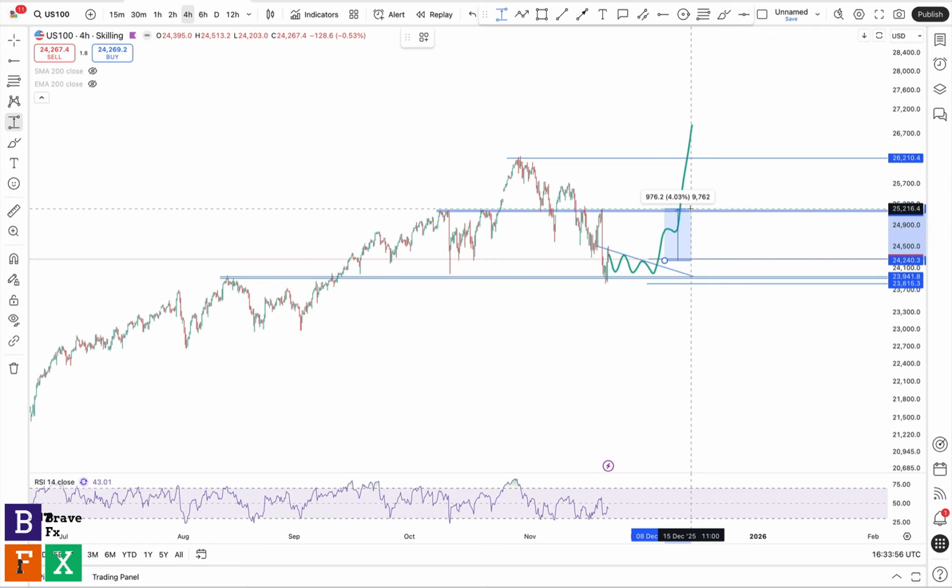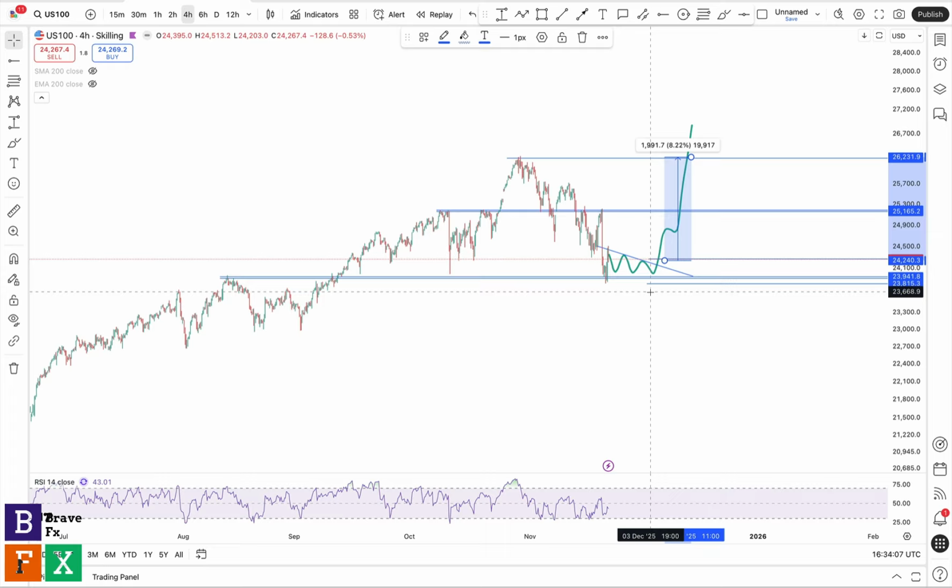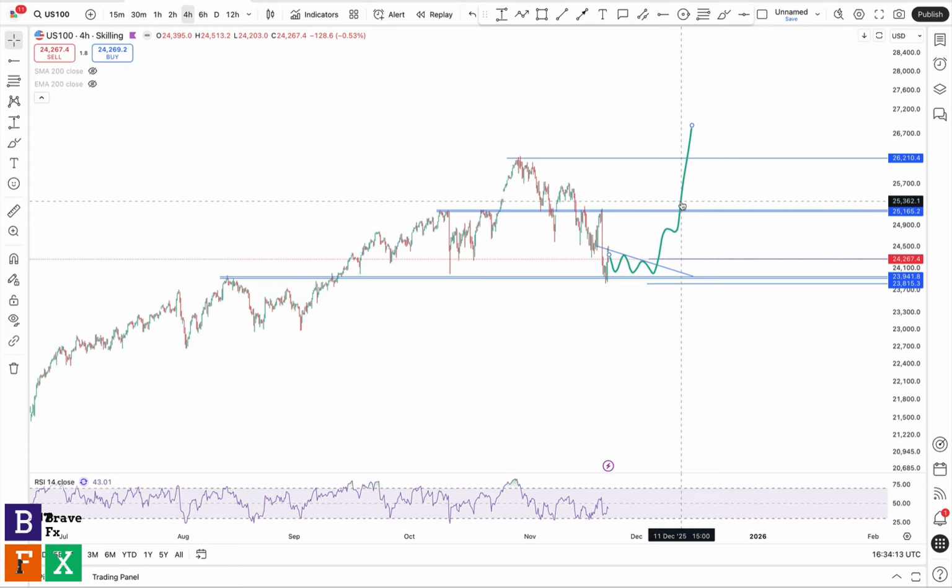Take profit target, first one approximately 1000 pips, second one approximately 2000 pips. For me, it's a decent opportunity and it makes total sense, right? So a risk ratio of 1 to 3, 1 to 5 is decent for me. So that's it briefly for Nasdaq, for the bullish case scenario.